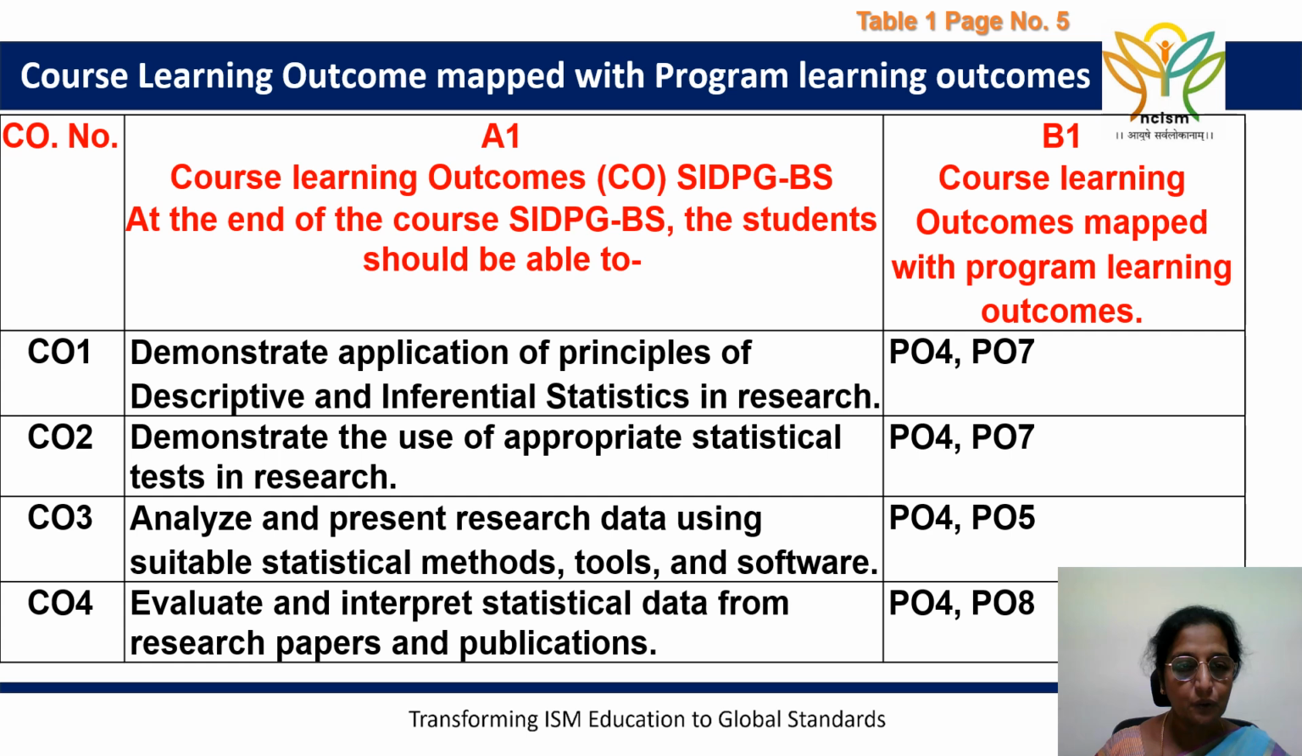Coming to course learning outcome CO3, it is mapped with program learning outcomes 4 and 5. At the end of the course, the student should be able to analyze and present research data using suitable statistical methods or tools and software. Coming to the last course learning outcome, CO4, it is mapped with program learning outcomes 4 and 8. At the end of the course, the student should be able to evaluate and interpret statistical data from research papers and publications.